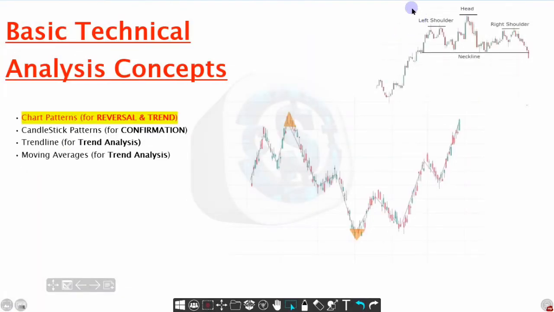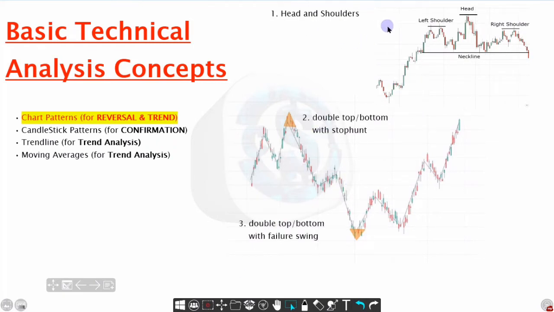The next one I want to look at here is the head and shoulders pattern. There are actually three of them right here. We have the head and shoulders pattern, then the double top and double bottom with a stop hunt. Then we also have double top and double bottom with failure swing. These are chart patterns for reversals that I like to pay attention to.